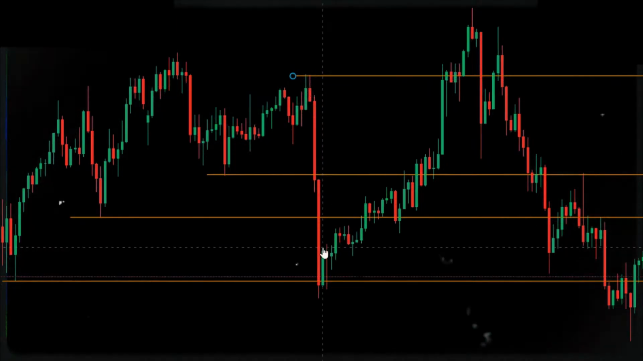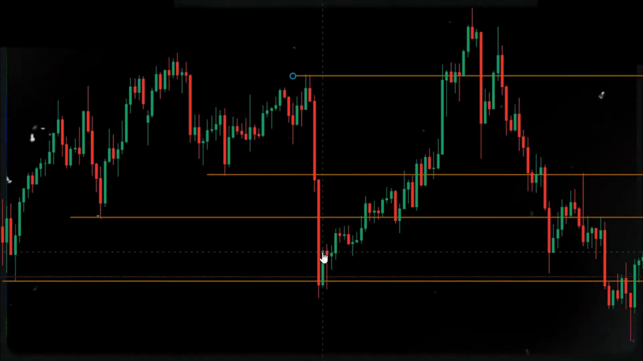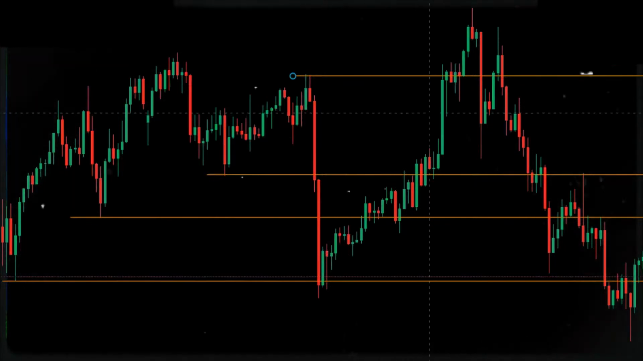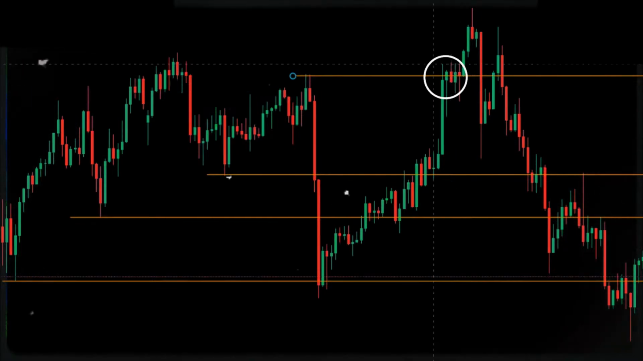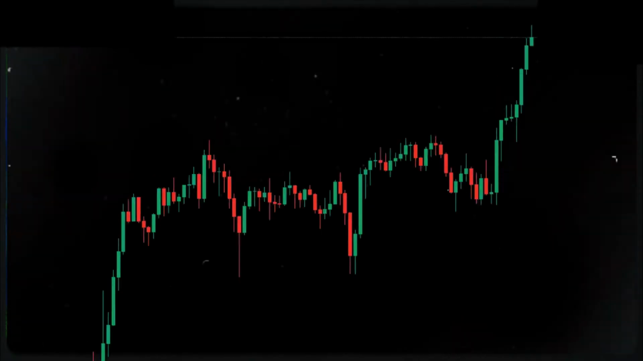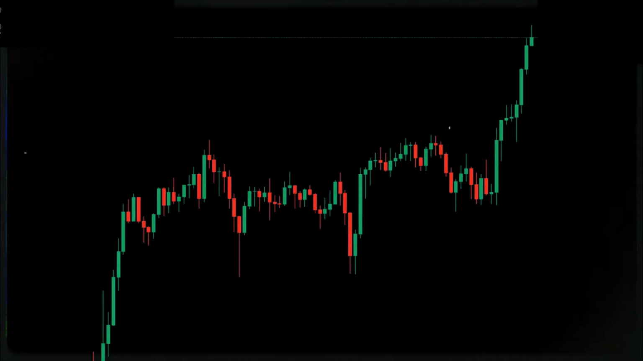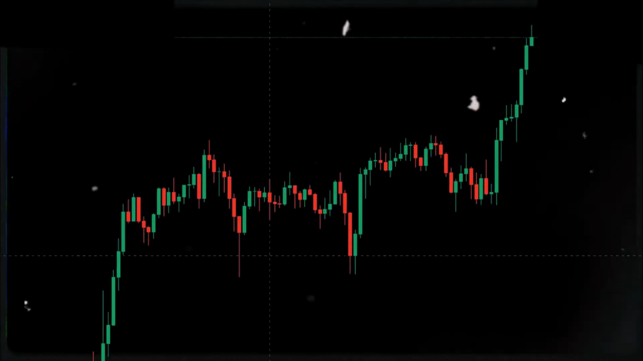This top-down approach, using the higher time frame for context and the lower time frame for execution, is the single biggest upgrade most retail traders can make to their process. It keeps you aligned with the big picture while giving you a precision entry that maximizes your reward for every pound of risk you take.